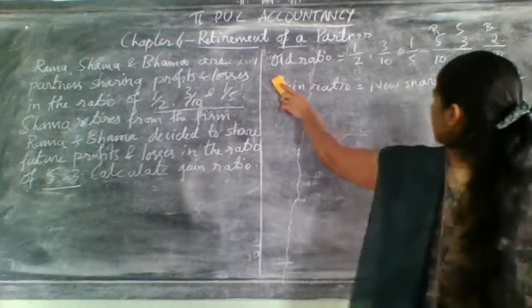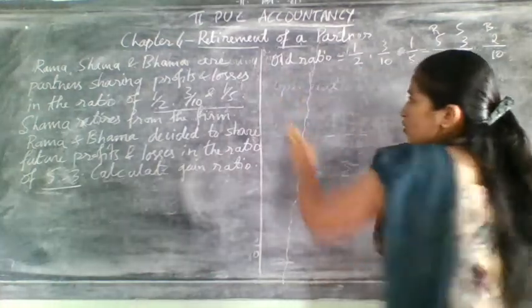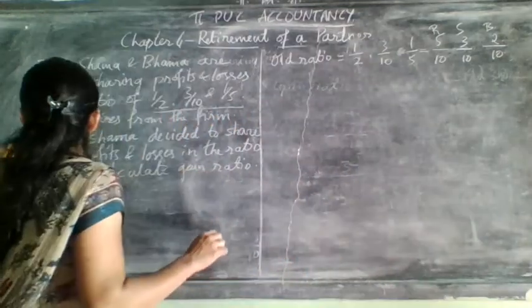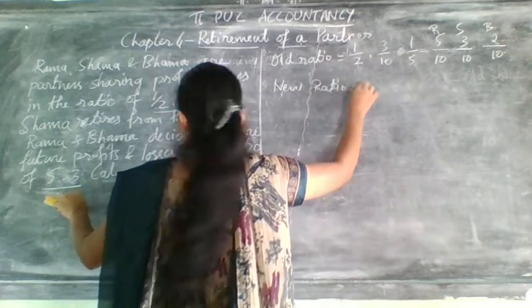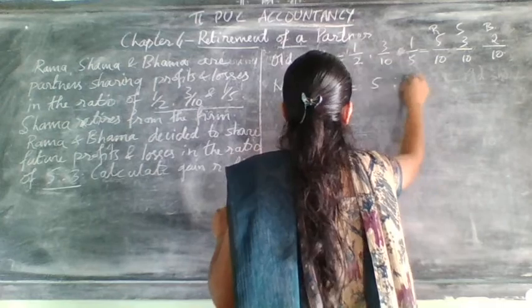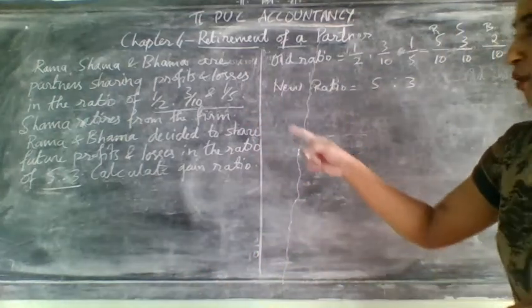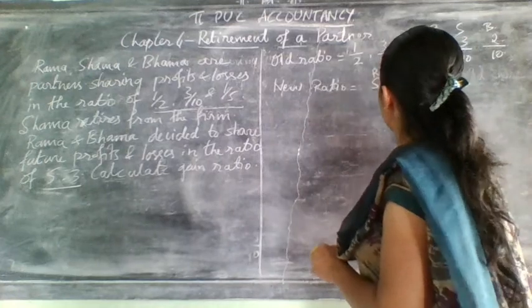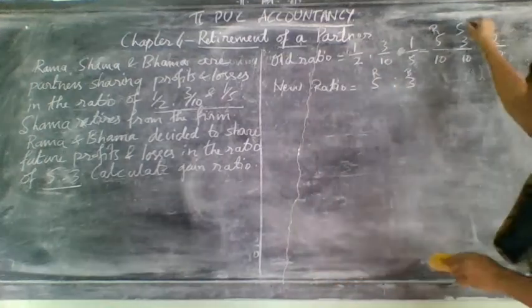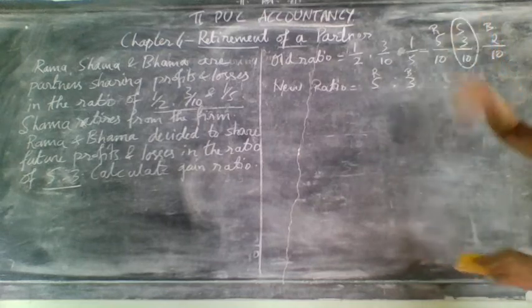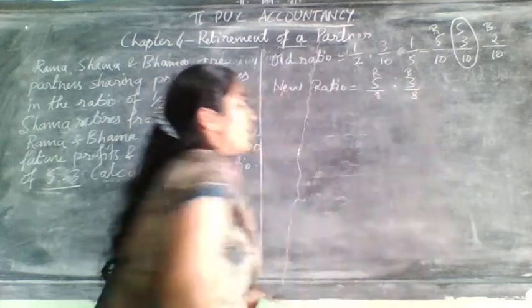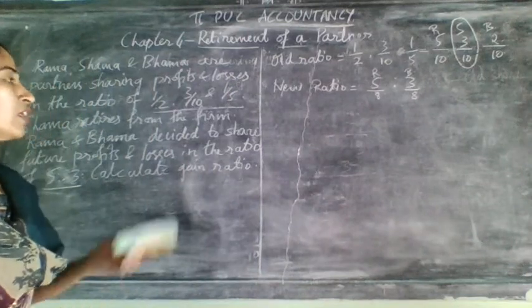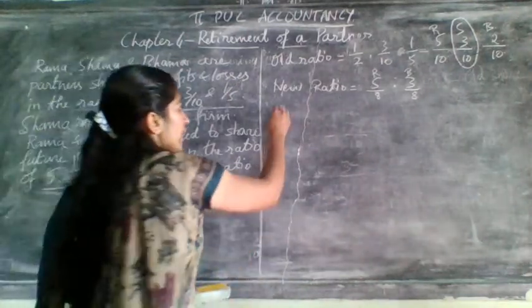Their new ratio they have given in the problem. What is their new ratio? The new ratio was 5:3. So write below the new ratio or new share, that is 5:3. That is only related to who? Who are remaining now? Rama and Bama. So write here Rama and then Bama. Who is retiring? Shama is retiring. For him, put one circle. So now 5:3 is nothing but 5 plus 3, which comes to 8. That is 5/8 and 3/8, which will become their new ratio.